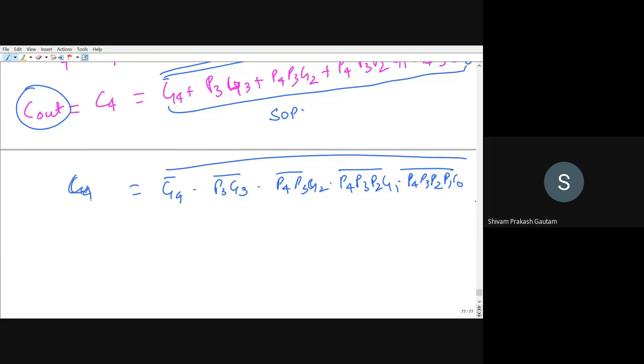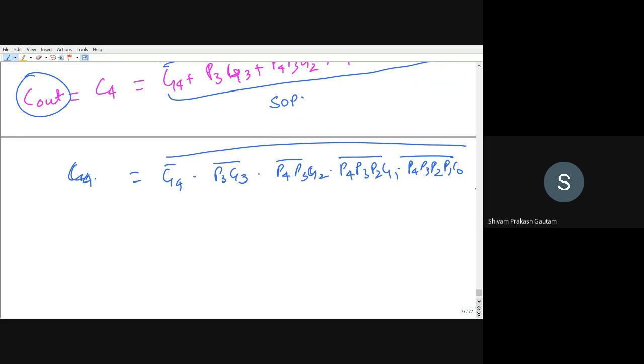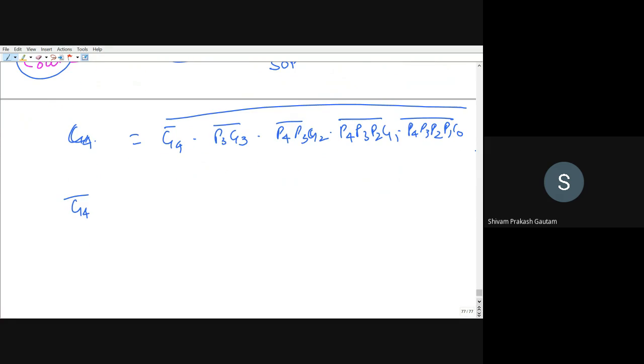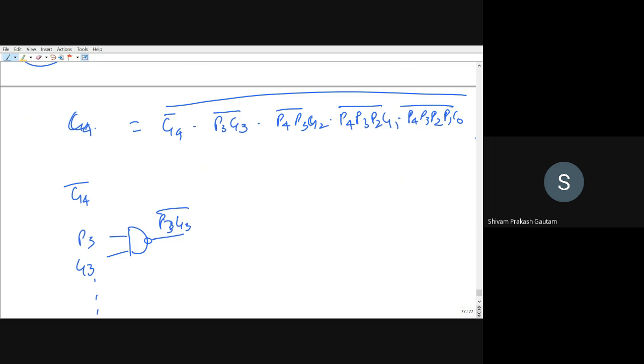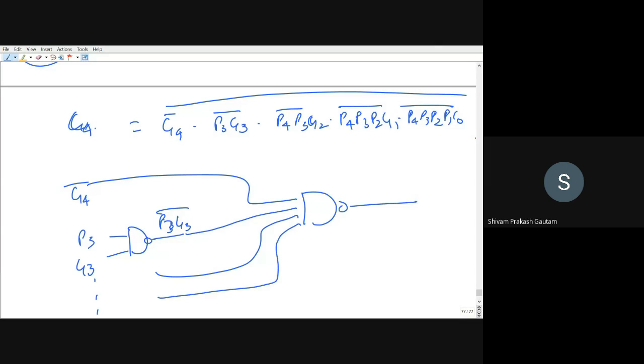Let us say this is C4. How can you implement it by NAND gate? In the first input G4 bar is coming, and then P3 G3 is flowing through the NAND gate. The output will be P3 G3 bar. Similarly, you can implement the rest of the logic, and then one more NAND gate is required where all the inputs will flow, and finally you will get this expression.